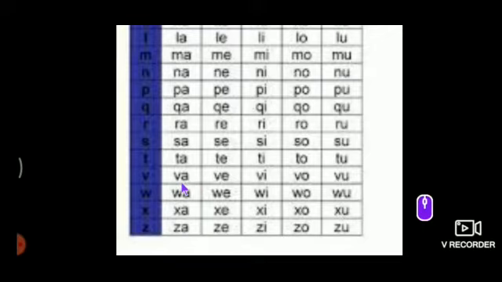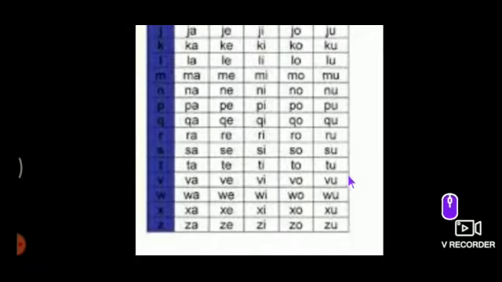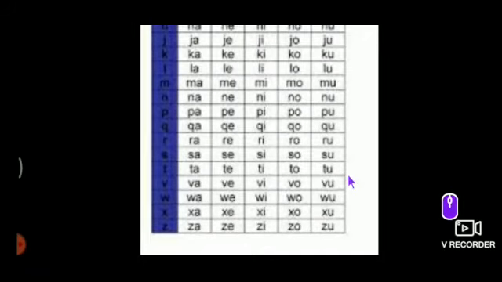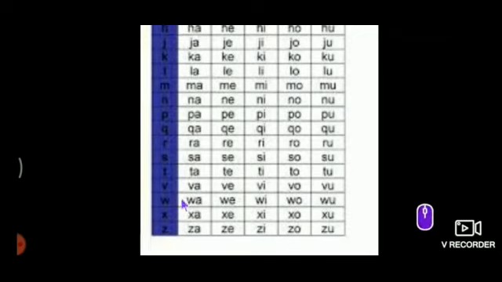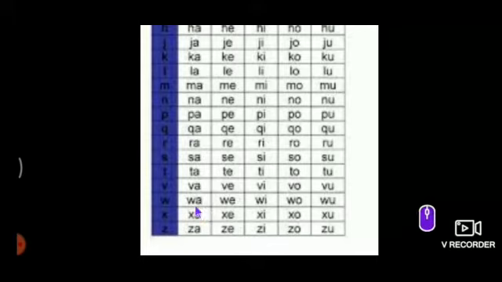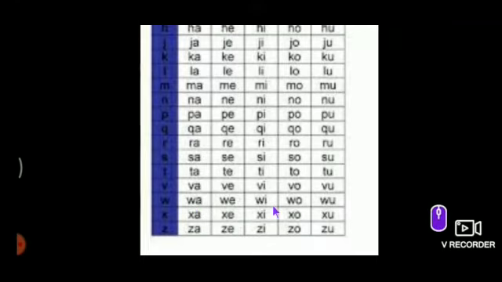Va, ve, vi, vo, vu. Same. W: va, ve, vi, vo, vu.